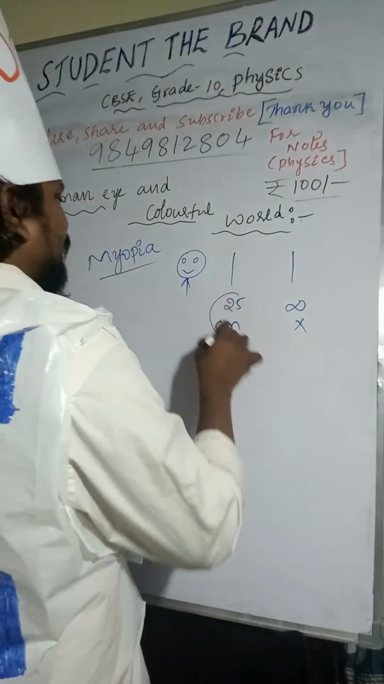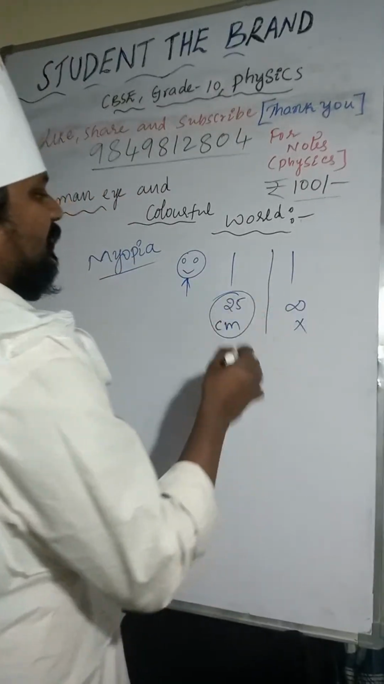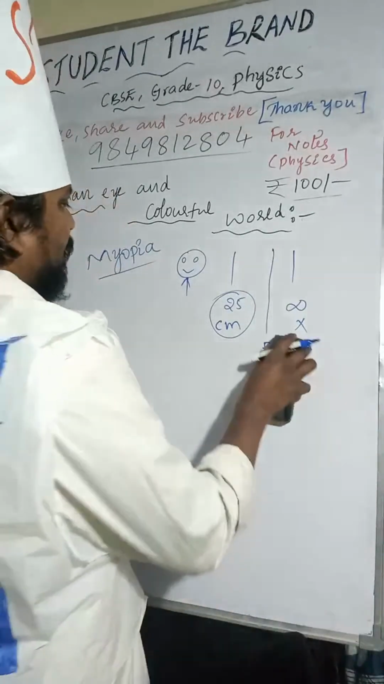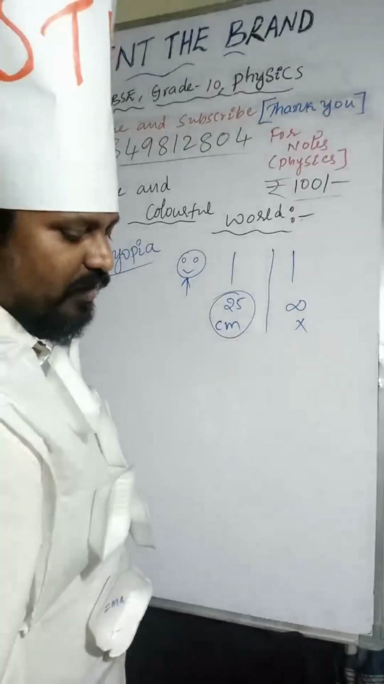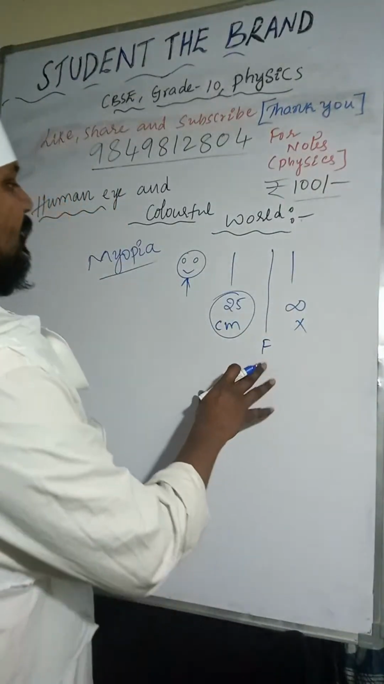So near point you can see, far point you can't see, but between 25 to infinity you can see up to a certain point. That is the far point of the myopic eye. That is nothing but the far point of the myopic eye. So you can see this point.